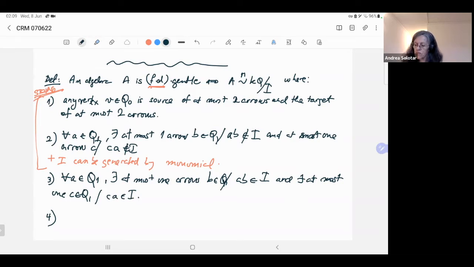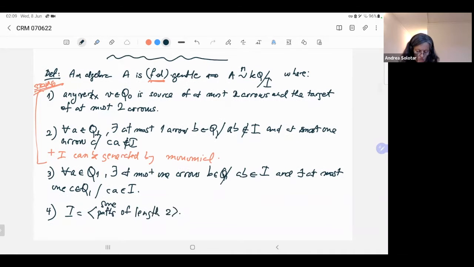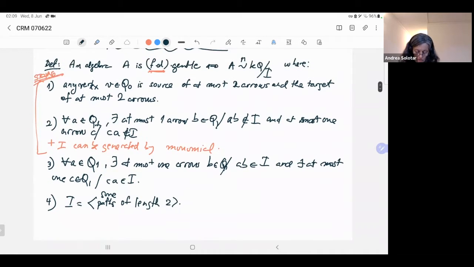And the last condition, in order to be called a gentle algebra, is that I can be generated by paths of length 2. So it is quadratic, and in this case the algebra is called gentle. Moreover, if the algebra is finite dimensional, so if the ideal I is admissible, meaning that for some n it contains the power n of the radical, then it is called a finite dimensional gentle algebra.